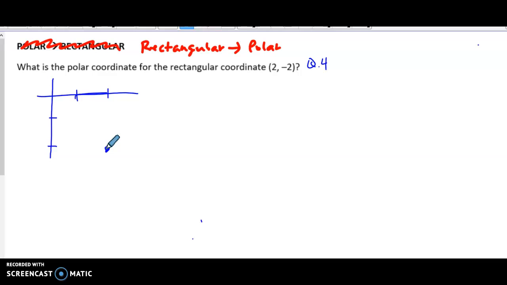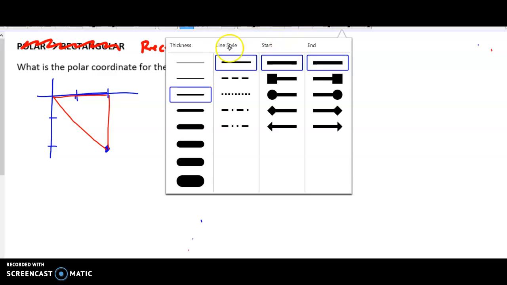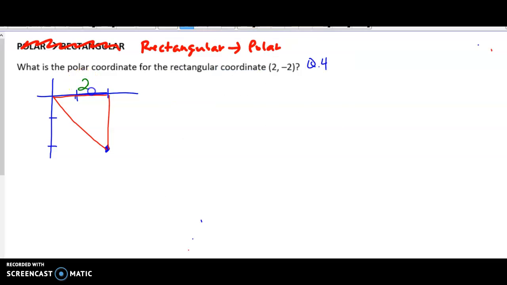Right. I know that one thing I could do here is to just make a right triangle. If this is, and let me label this, if this is 2, that's negative 2. And by Pythagorean theorem, I can figure out what the r value is going to be. Or if you remember the special right triangle shortcut, you can do that as well. If not, then just work it out.